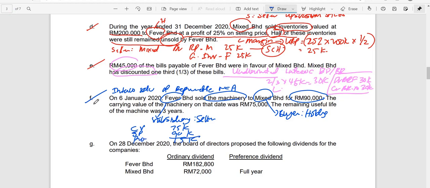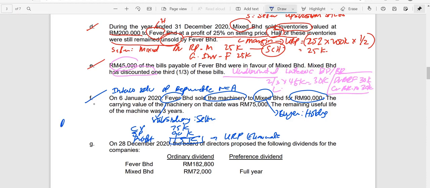This is the profit that has been charged by FAR. But this profit shouldn't have been charged, because at the end of the year, since there is no information, the machinery is assumed not to have been sold off by Mix to a third party. So the profit was charged earlier, and now you need to make a provision for the unrealized profit. You need to eliminate this. I will do it on this side so that you won't be confused.